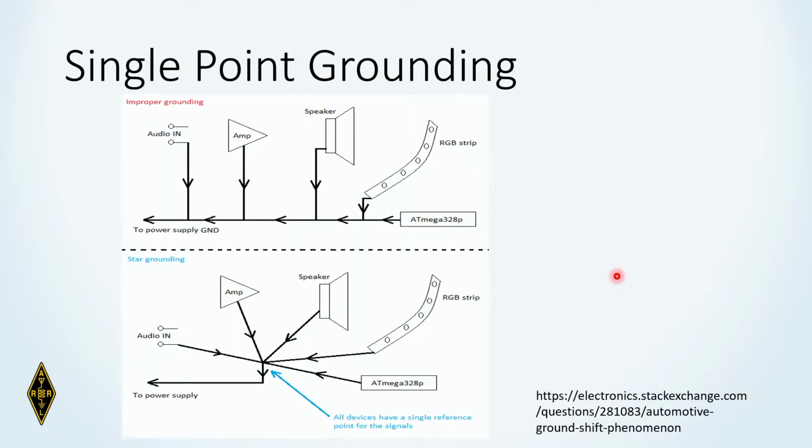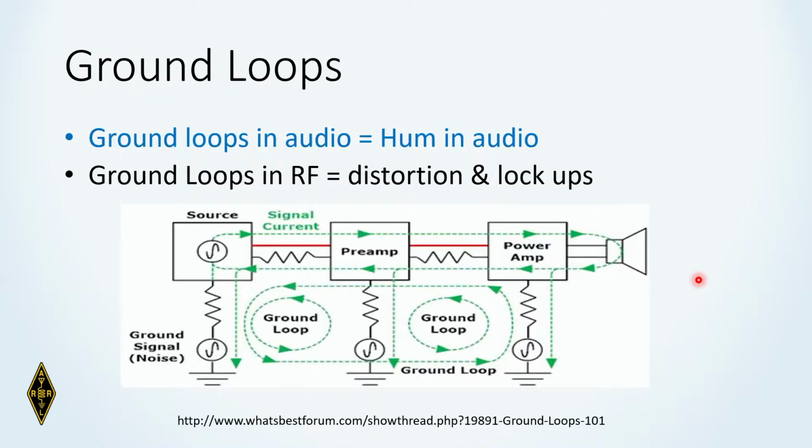When you're doing grounding and bonding, when you're bonding equipment together, it's always best to go to a single point ground, rather than have a long bus bar and connect equipment to it. At audio and DC, the bus bar is fine, but at RF, you get all sorts of RF ground loops. And when this happens, you can get hum in your audio, or you can get distortion and lockups with RF. So use single point grounding, that works better.